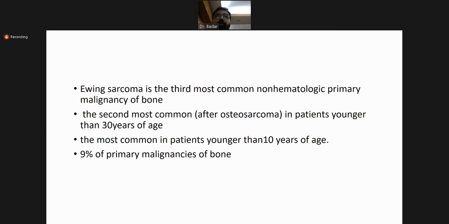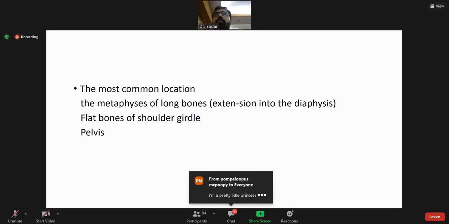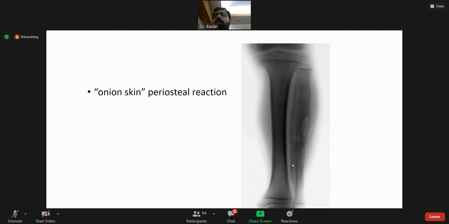It accounts for 9% of primary bone tumors. Most commonly it involves the metaphysis of long bones and extends into the diaphysis. It also involves the flat bones of the shoulder and pelvis. With the typical onion skin appearance in the bone, you see multiple small layers appearing on X-ray. So this is called onion skin appearance on X-ray, and these are typical findings for Ewing sarcoma.